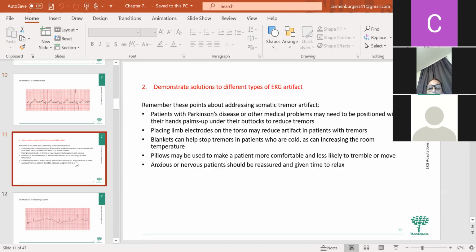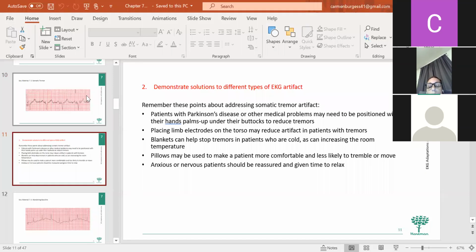What can we do for somatic tremor? Give them a blanket, right? You can give them a blanket because maybe they're cold. Have them lay on their hands. Turn up the room temperature. Put their palms up underneath their back or their buttocks to kind of hold them still. You just make them more comfortable. Maybe they're just anxious.